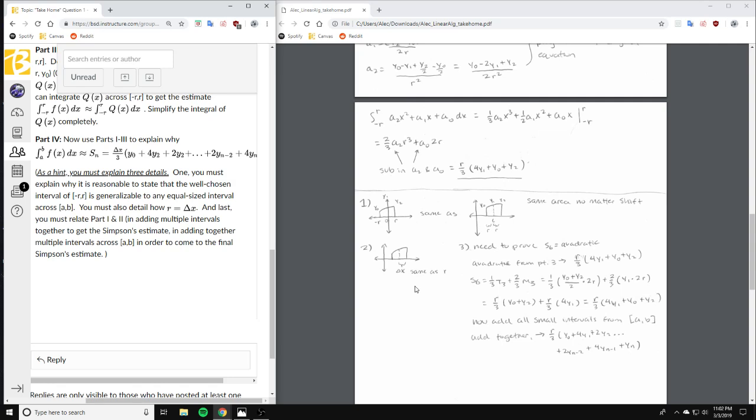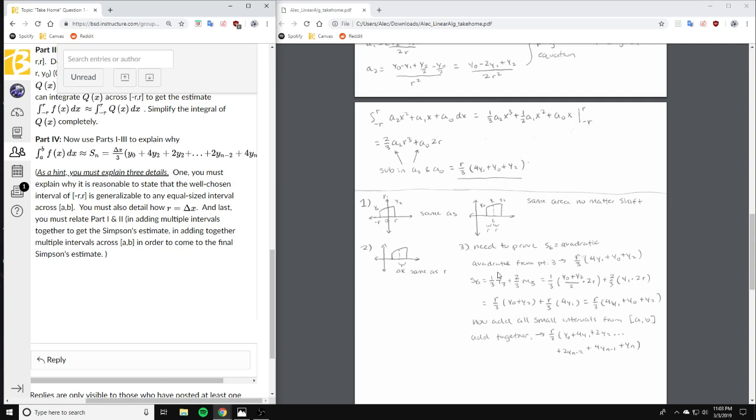So lastly, we're trying to prove that S_2n equals the quadratic. We're going to start with x. Well, we know that the quadratic from part 3 is r/3 times the y's, right? And S_2n equals 1/3 T_n plus 2/3 M_n. Okay, sorry, this is a slight typo. We want to use this for our little image first, and then we can look at S_n.